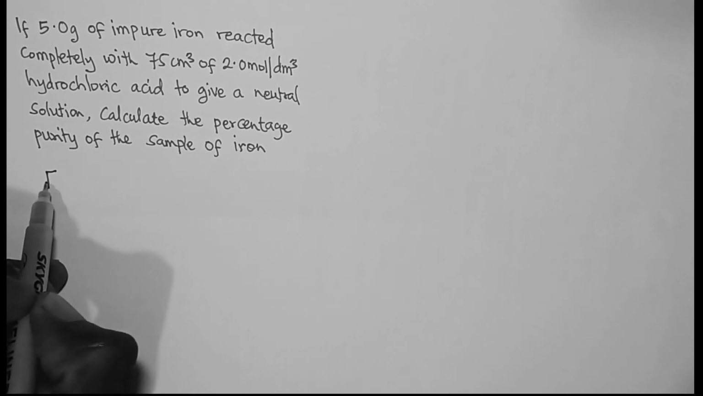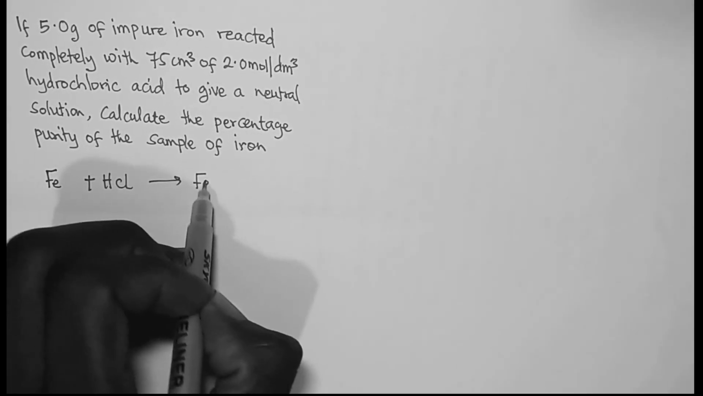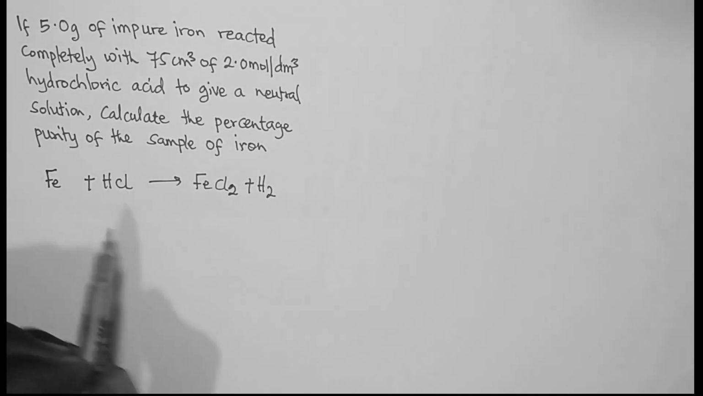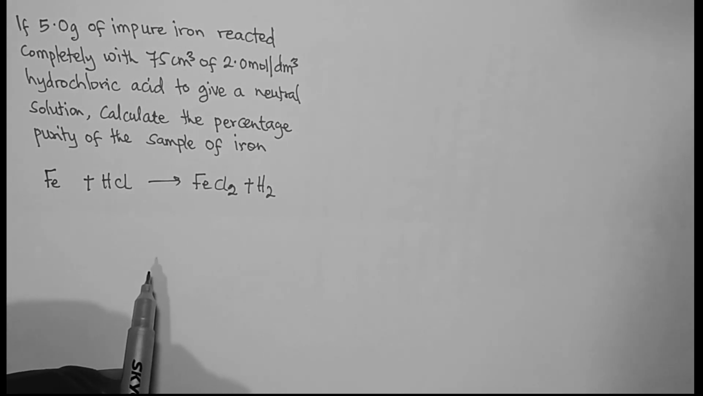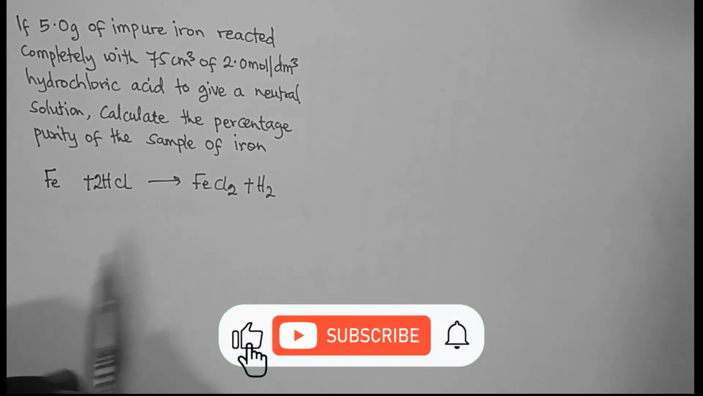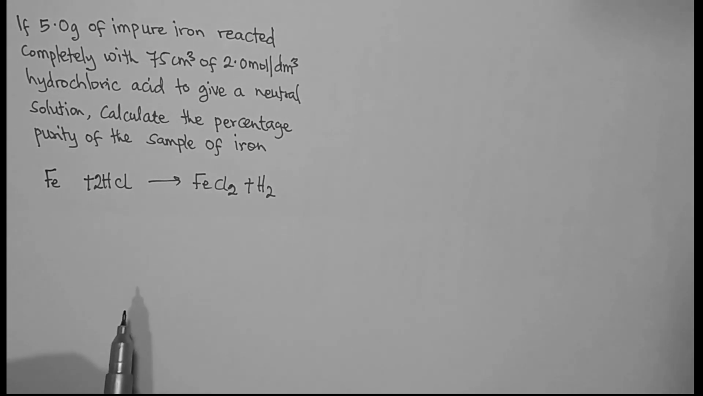So we need to first write down the stoichiometric equation. The impure iron, Fe, was reacted with hydrochloric acid to give iron chloride and then hydrogen gas. So we need to balance this equation. There are 2 moles of hydrogen gas here, and there's 1 mole here, so we need to multiply this place by 2. And since chlorine is 2, the equation becomes balanced.